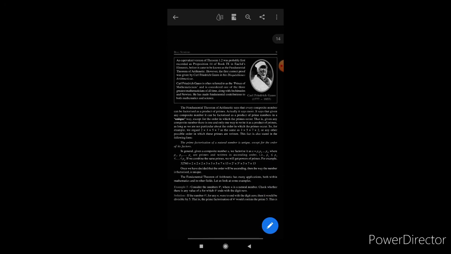Carl Friedrich Gauss, 1777 to 1855. An equivalent version of Theorem 1.2 was probably first recorded as Proposition 14 of Book 9 in Euclid's Elements. Before it came to be known as the Fundamental Theorem of Arithmetic, however, the first correct proof was given by Carl Friedrich Gauss.